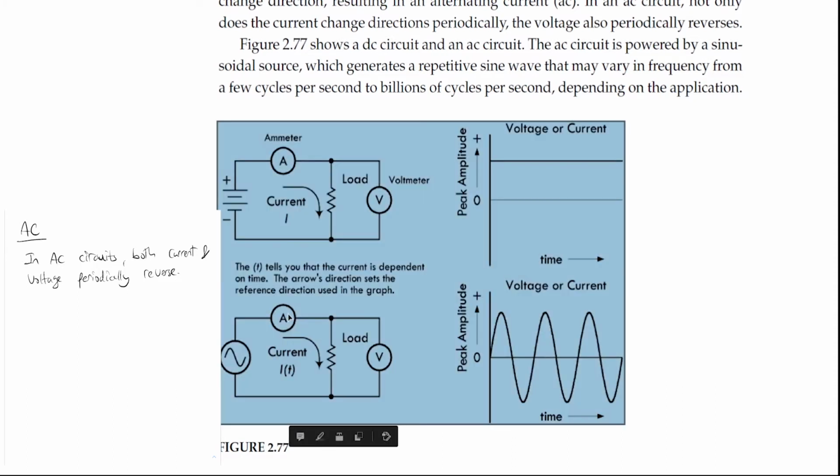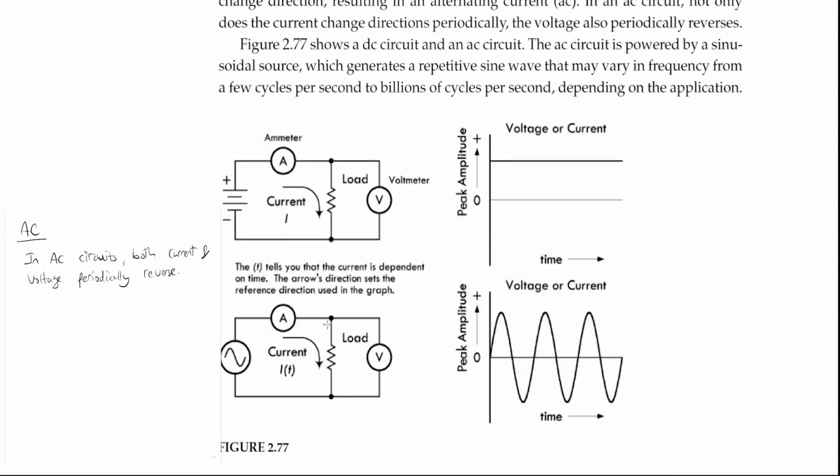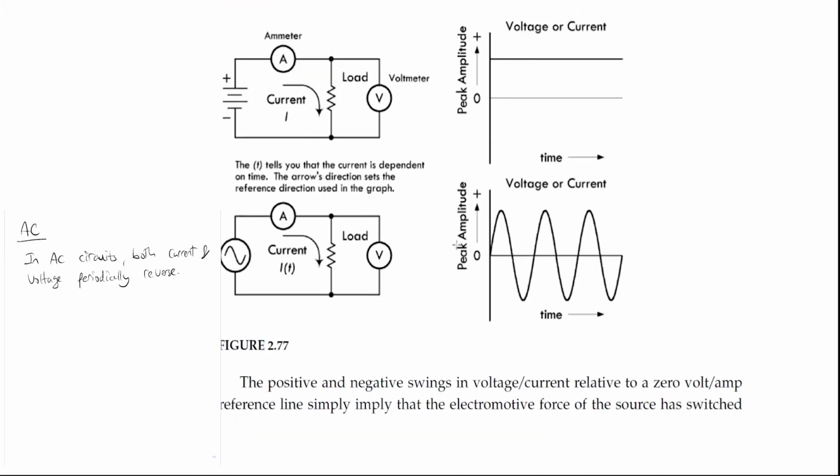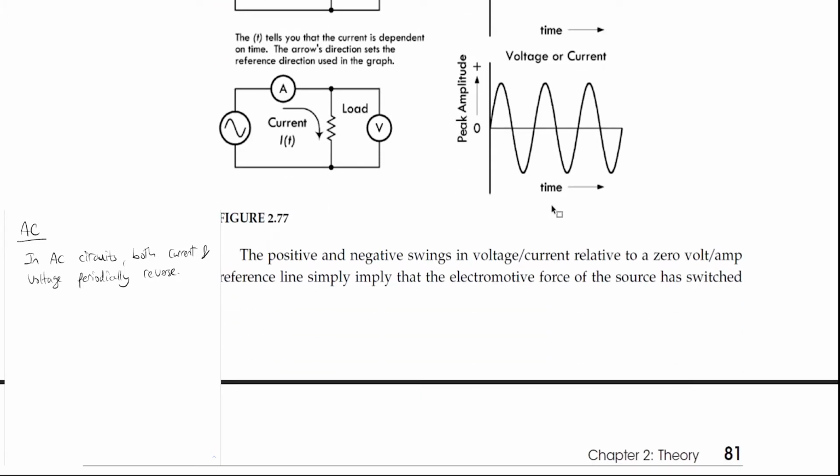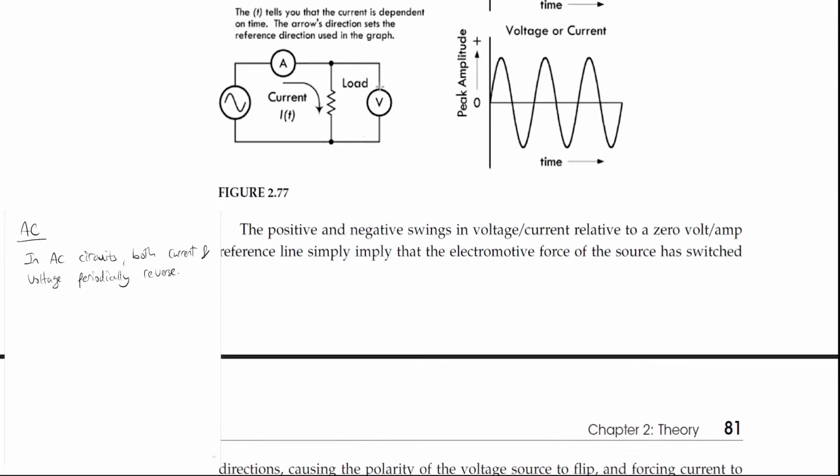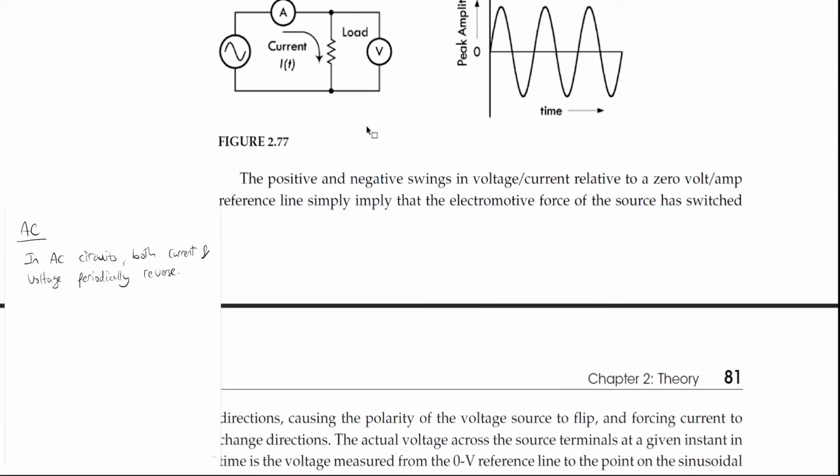This is an ammeter, right? Got a load and you got a voltmeter. So measuring current here and we're measuring voltage here through this resistor. Okay, the positive and negative swings in voltage or current relative to a zero voltage or amp reference line simply imply that the electromotive force of the source has switched direction, causing the polarity of the voltage source to flip and forcing current to change direction.